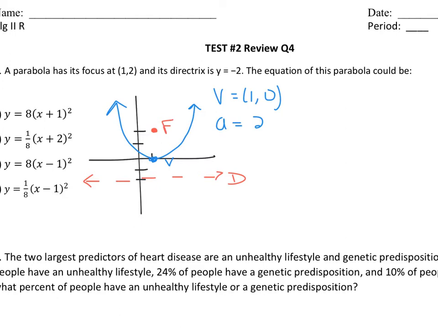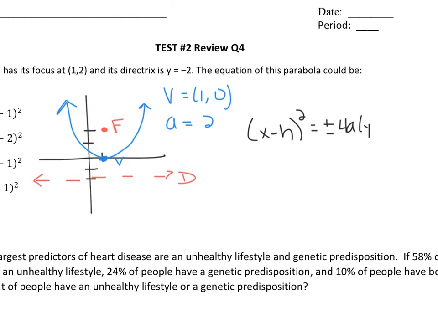Then I want my equation. So remember, the equation for a parabola is x minus h squared equals plus or minus 4a times y minus k. Okay, so our h and our k is the vertex, and the a is there. We're going to choose the positive version because it is a parabola that's opening upward.